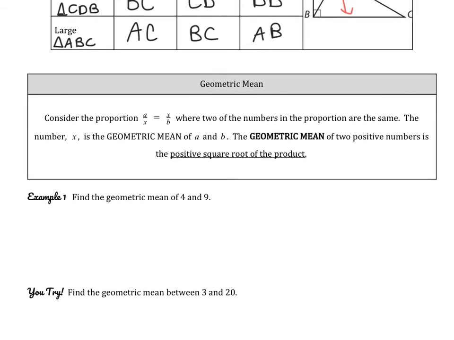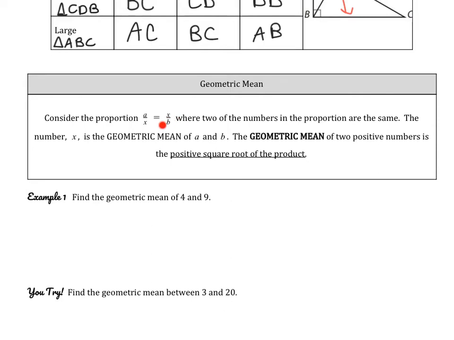Okay, so now we're going to learn about what's called the geometric mean. So let's look at this proportion setup. A over x equals x over b. So you can see that on the left side, x is in the denominator, and on the right, x is in the numerator, where two of the numbers in the proportion are the same, so that's that x value. The number x is what we call the geometric mean of a and b. So the geometric mean of two positive numbers is the positive square root of the product.